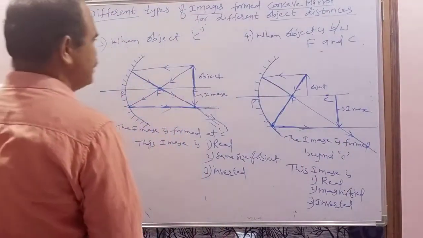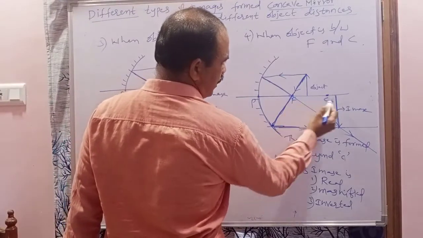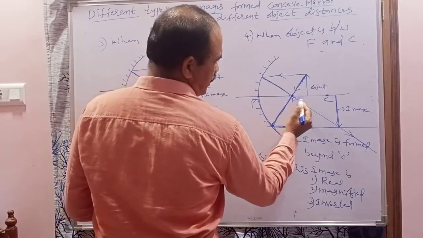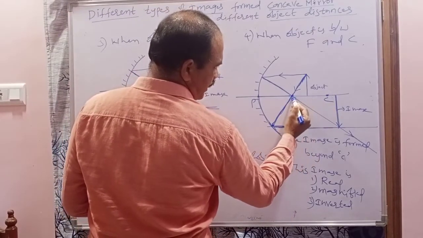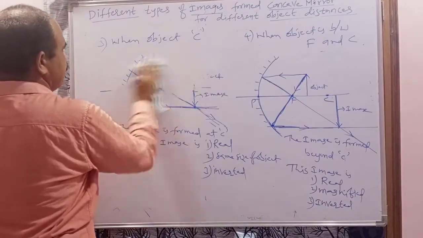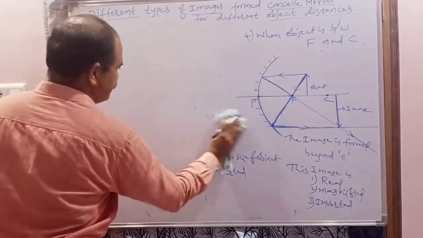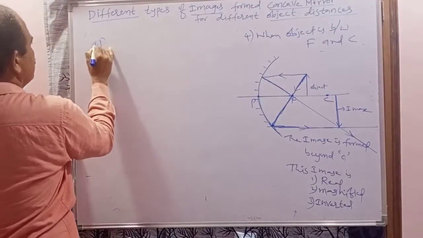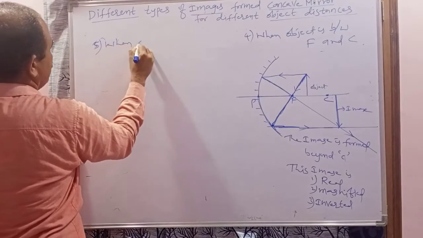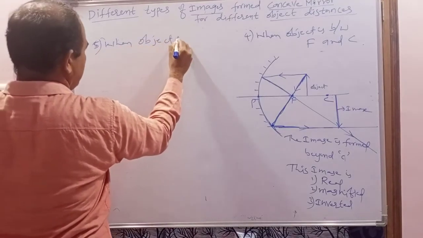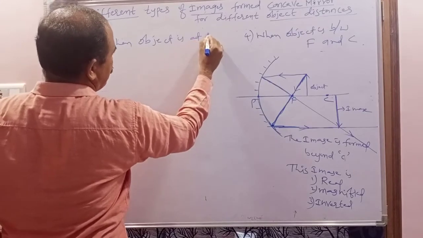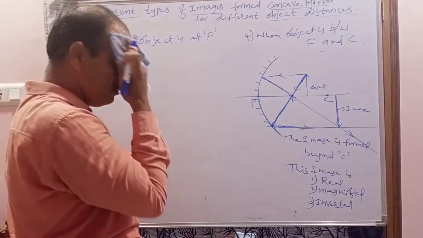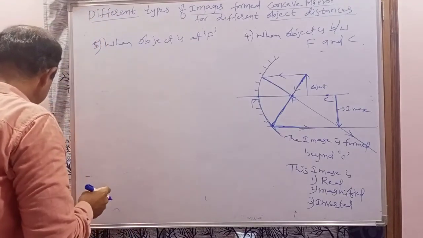Now come to the next case. After placing the object between F and C, now I am bringing it to focus. So the fifth case: when the object is at F, F means at focus. So what happened? You are going to learn.